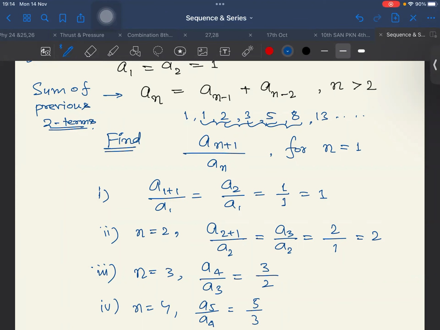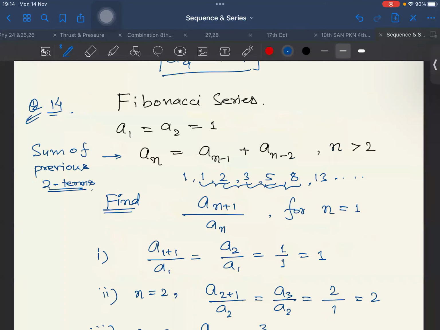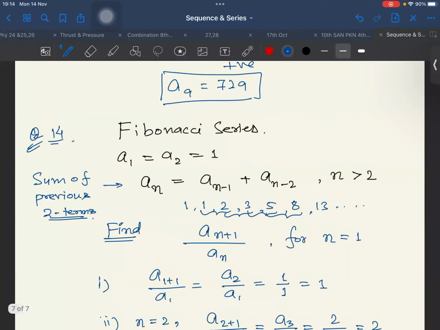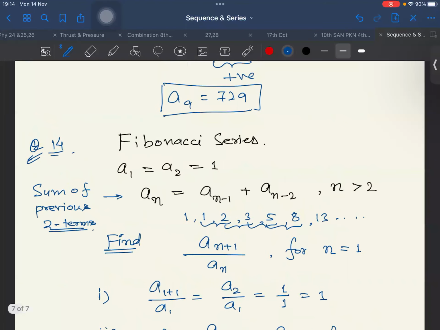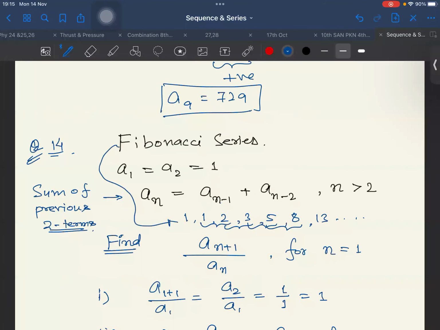Okay, got it? Anyone got it or not? This is your Fibonacci series. See, the first term and the second term is 1, and the other terms are the summation of the previous two terms. Like A3, if you put A3 here, what will you get? A2 plus A1, right? So A3 is that. Got it or not? Or do I need to explain Fibonacci series? Anyone, please tell me. All good? See, if you won't say, I will go ahead.